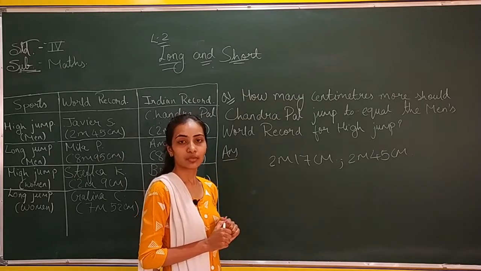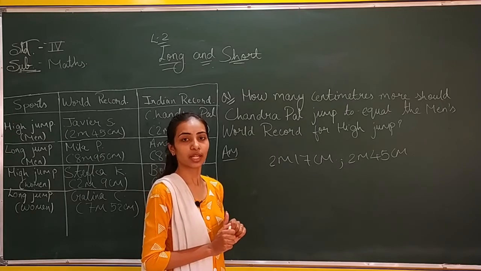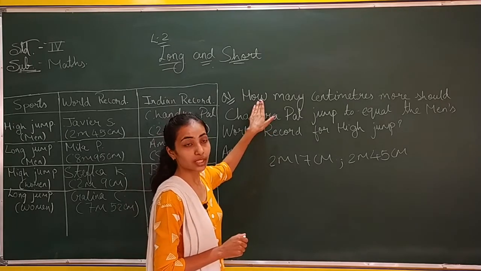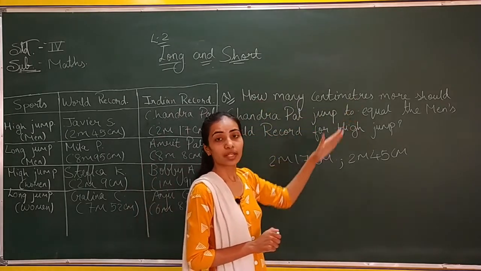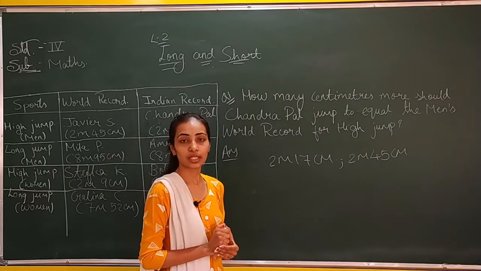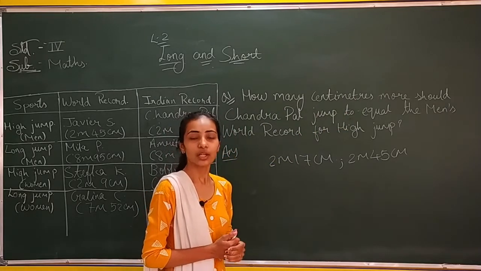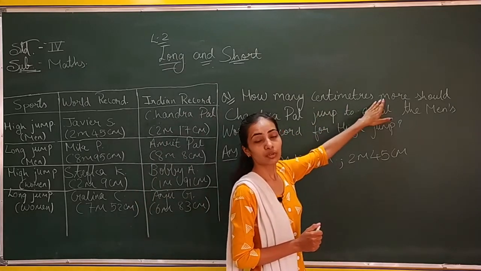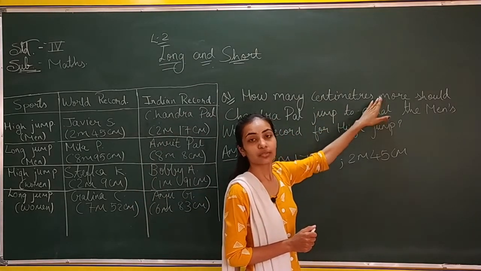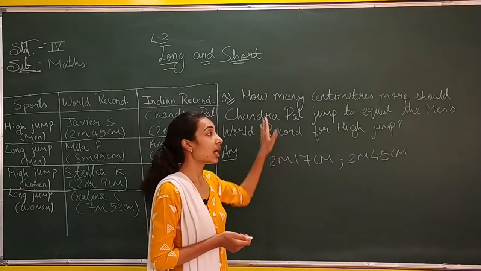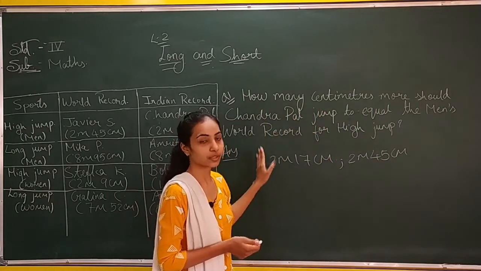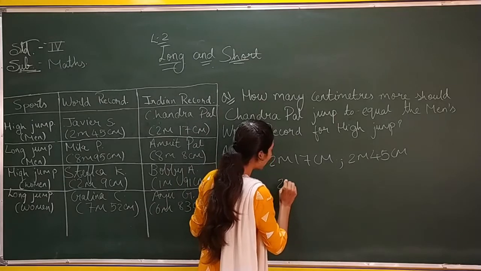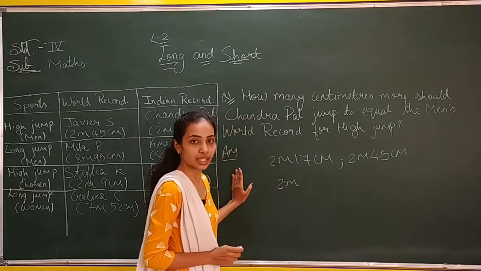In our last lecture we saw that it was more, so we added. But here it is not more, it is how many more. So whenever it is how many more, how many less, how much more or how much less, we will do subtraction. Only if it is more do you add; if it is how much more, you do subtraction. So you need to understand the questions very carefully.